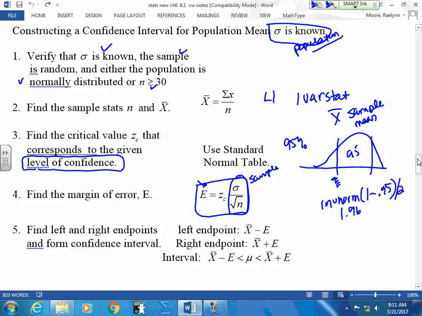Last step, you just put it together. You say x bar plus or minus E. You can write it as an interval. You can write it as an inequality. And how you interpret this is, we can be 95% confident that our population mean will fall between these two numbers. That's the most important part.